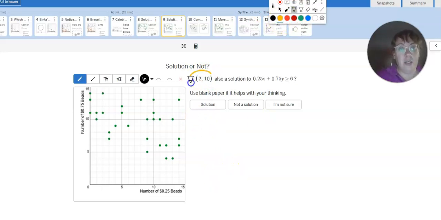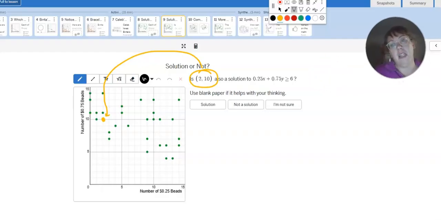Slide 9 said, is 2 comma 10 a solution to this inequality? You can use blank paper to help with your thinking. So 2 comma 10 would be this point here, right? Where x is 2, y is 10. It looks like it's near other points, so it's probably a solution, but let's plug it in to make sure.